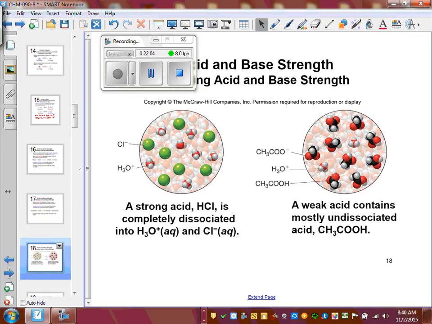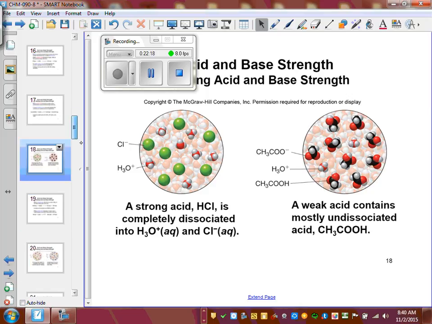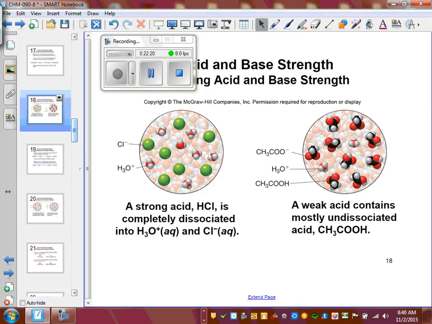So, a strong acid completely dissociates in water, and a weak acid is mostly undissociated in water. A lot of your weak acids are organic acids, citric acid.